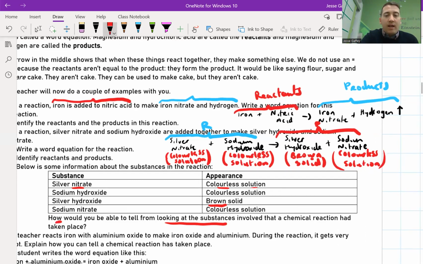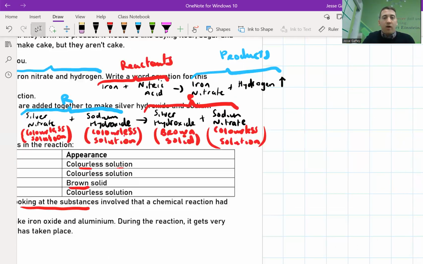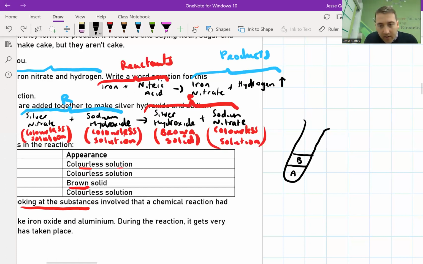Okay, so what we would see here, guys, is in the beginning, we would have mixed together the two reactants. Let's say reactant A, which is the silver nitrate, and reactant B, which is the sodium hydroxide. We would have mixed these two together. So A and B would have reacted, and both of these were colorless solutions. So in the beginning, we would have had a colorless solution of the mixture of A and B.